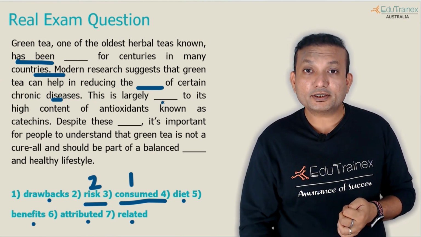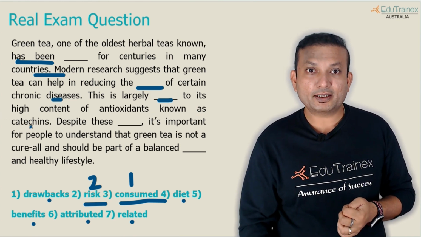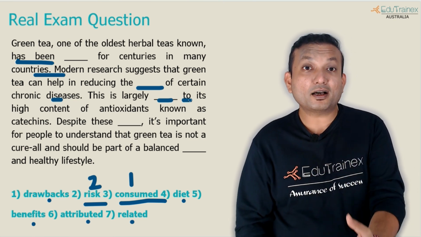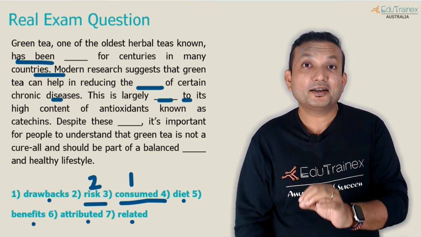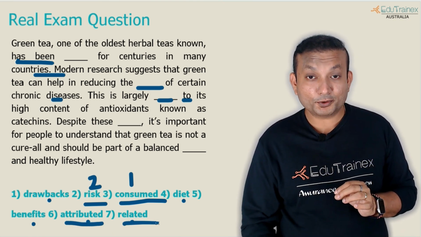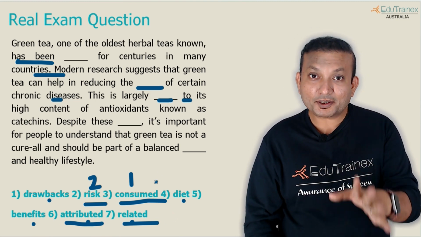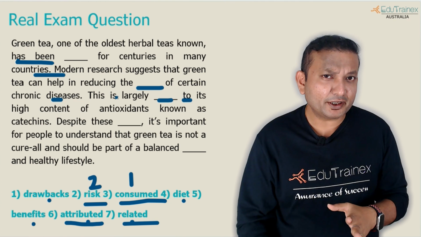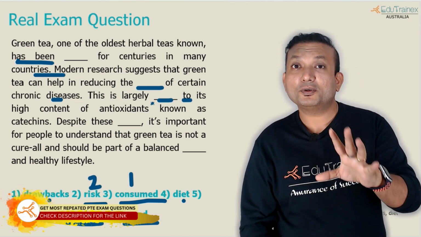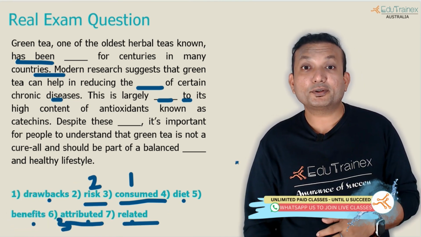Okay, the next one: this is largely dash to its high content of antioxidants known as the catechins. So this is now what? The 'to' is coming after it. So vocabulary is one thing and then usage is another thing. So I know attributed to and related to are used together. Drawbacks to, benefits to, diet to does not work out. Attributed to or related to. Are we talking about relation or are we talking about its characteristics? Largely attributed to high content. So that is the word I need, and this is over here, number 3, not related to.